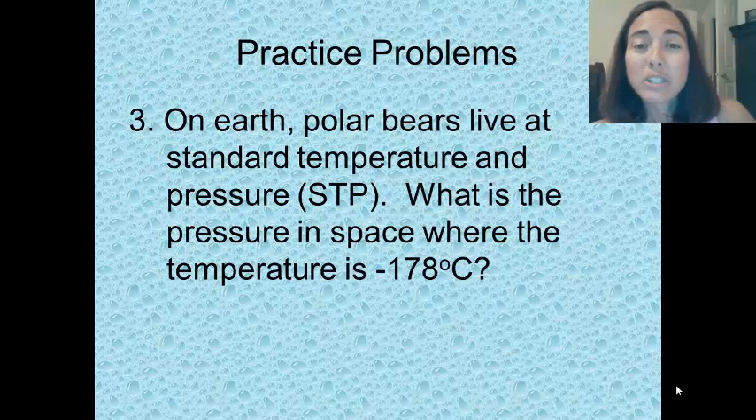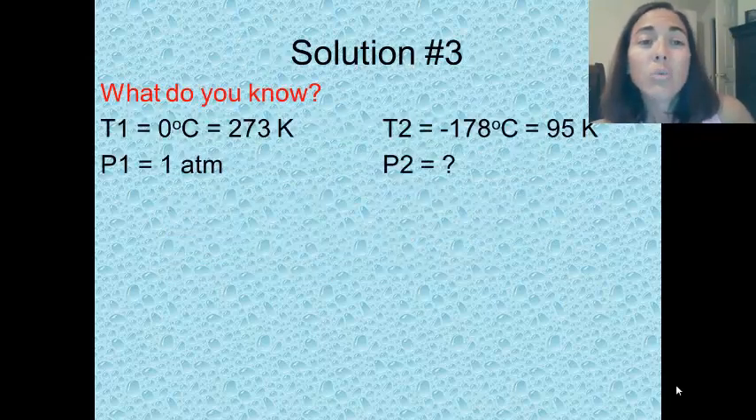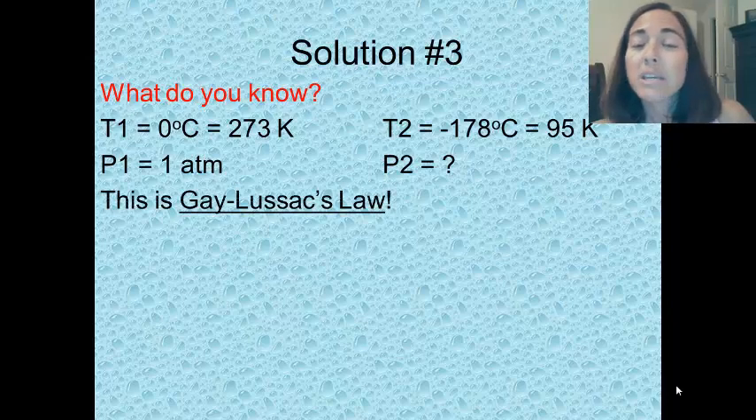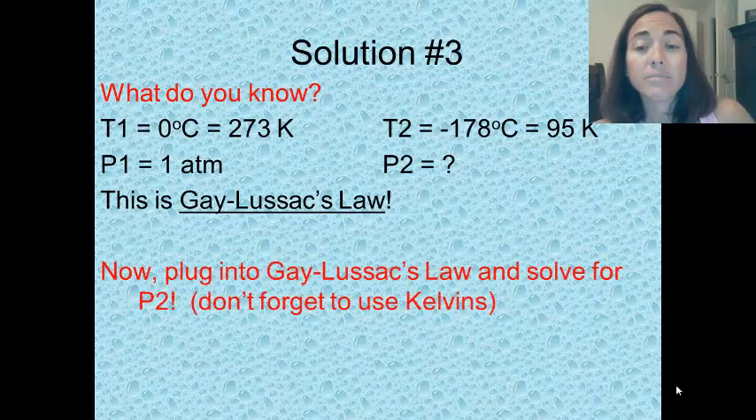Make a list of what you know. We know 0 degrees Celsius, but add 273 to get that Kelvin, and do the same thing with T2. We know that standard pressure is 1 atmosphere. Remember, we're looking for P2. So this is going to be a Gay Lussac's law problem. The mass and the volume here are constant. We're going to plug into the formula for Gay Lussac's law with our Kelvin temperatures and solve for that pressure.